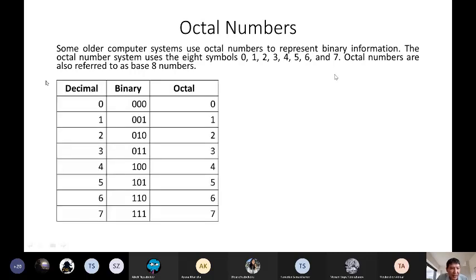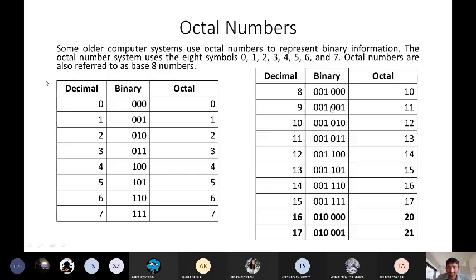For example, here are decimal, binary, and octal. Here you can see: 7 is 1, 1, 1. The next number, 8 in decimal, in octal will contain, as you can see, 001, 000. So it's not 3-bit. This is useful because you can easily convert from binary to octal, or vice versa, from octal to binary.